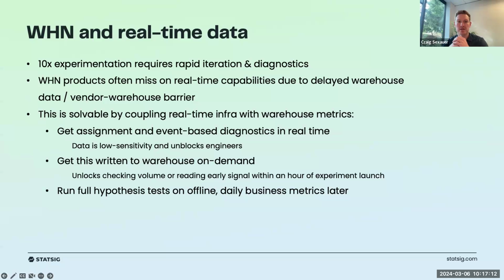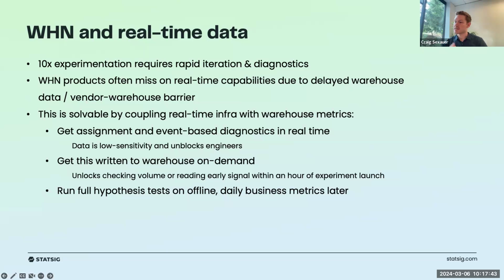I think I called that out before. And this is usually because either warehouse data is delayed, like you have a daily ETL that loads everything into your metric store, or there's a vendor warehouse barrier, right? Where either you're having to log stuff yourself as a result of the SDK, or stuff is being kept in the vendor's warehouse and is slow to come to yours. I think this is going to be an area of a lot of development in the next couple of years. This is solvable. You can couple real-time infra from vendor SDKs with warehouse metrics.